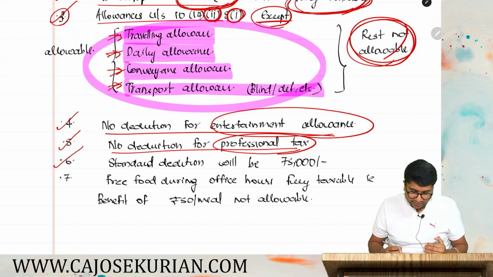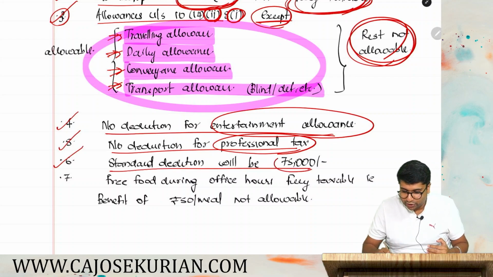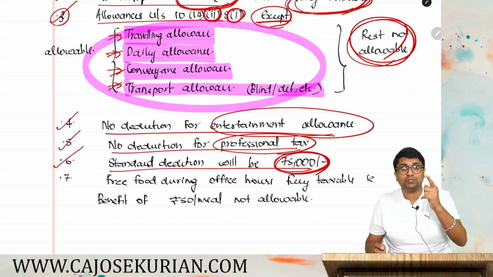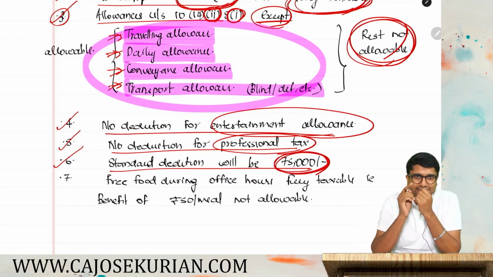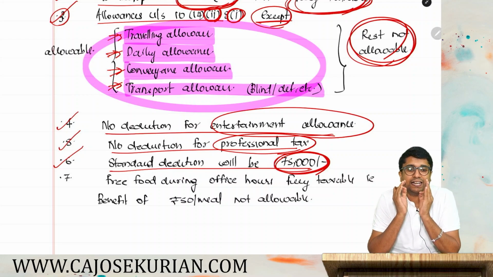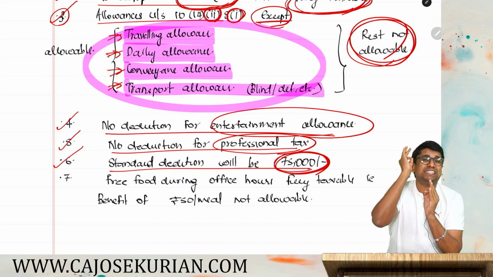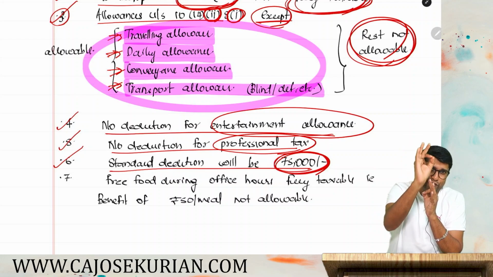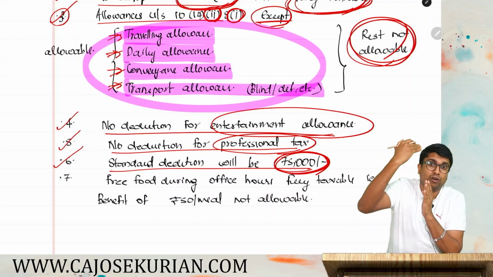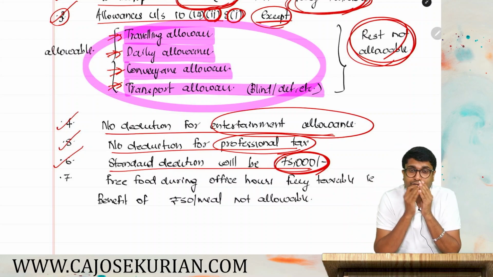Then difference number 6, you can claim a standard deduction of up to 75,000. This is an added advantage. If the assessee has opted for 115 BAC, he can claim a standard deduction of how much, friends? Rupees 75,000 instead of 50,000. So it's an added advantage. More standard deduction if you have opted for 115 BAC.